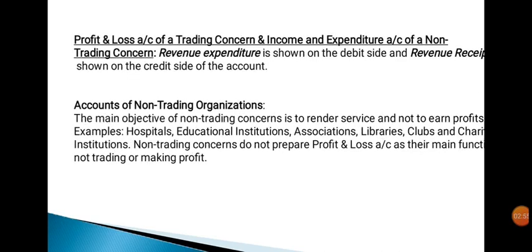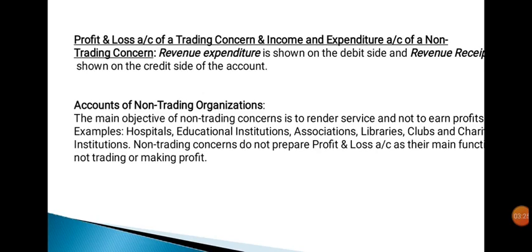Profit and loss account of a trading concern and income and expenditure account of a non-trading concern. Only revenue expenditure is shown on the debit side, and revenue receipts must be shown on the credit side of the account, in case of non-trading concern as well as in case of a trading concern while preparing profit and loss account.